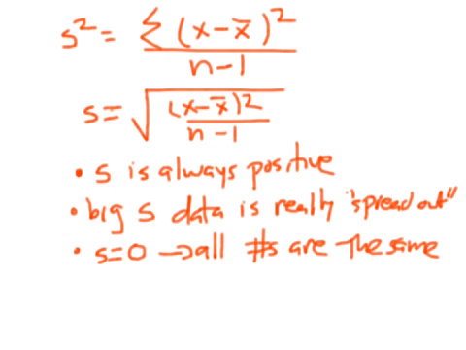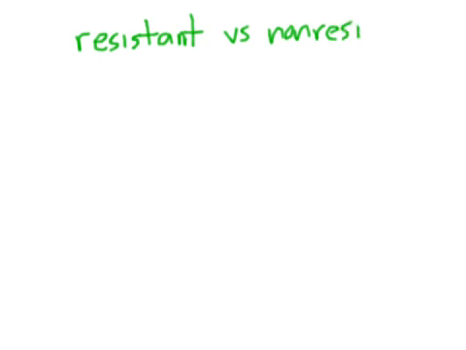Okay? So that's all the calculations we're going to do in this section. Next are just a few ideas related to the numbers we've been talking about in section 1.2. The first idea is something called resistance: resistant versus non-resistant. The term resistant really means resistant to change.